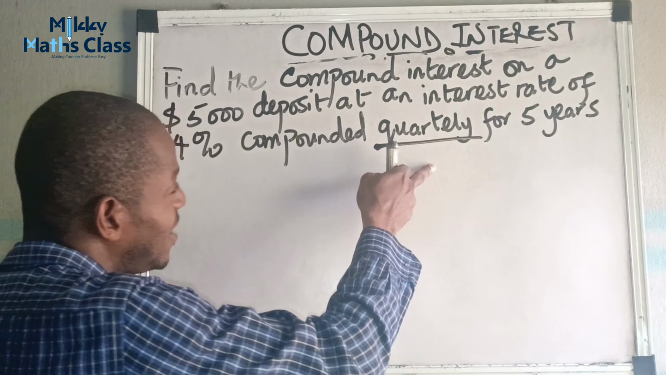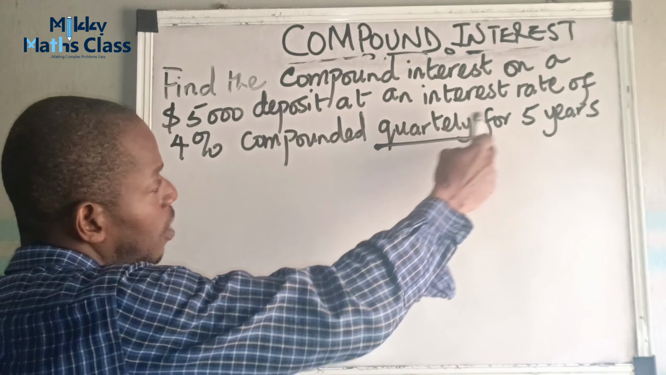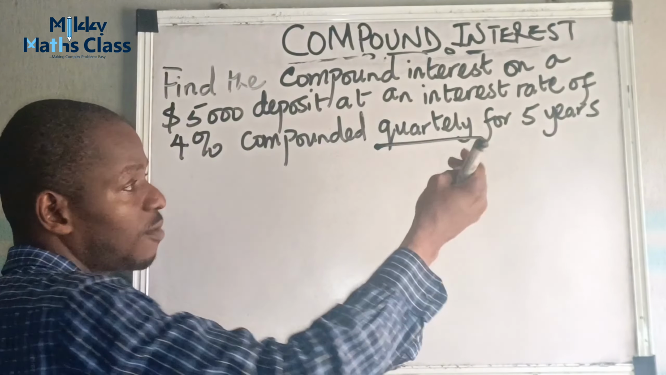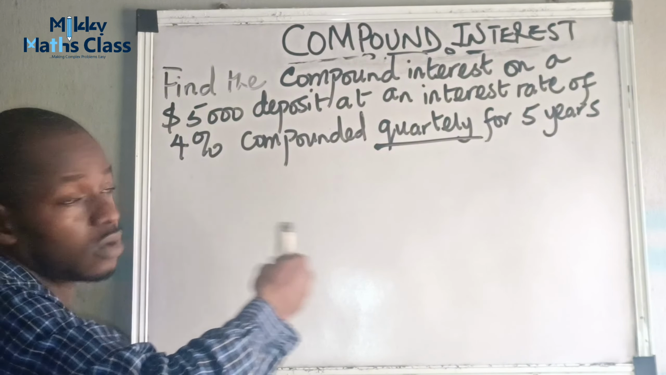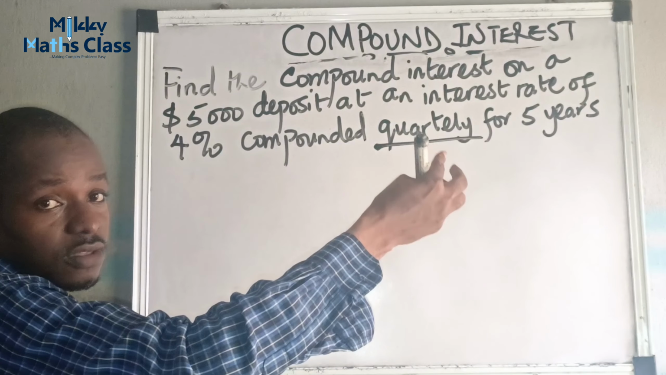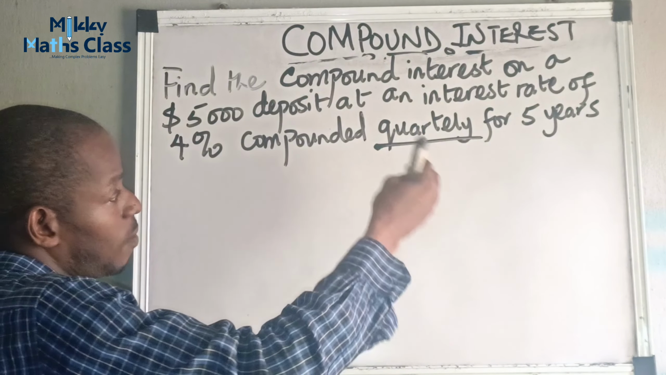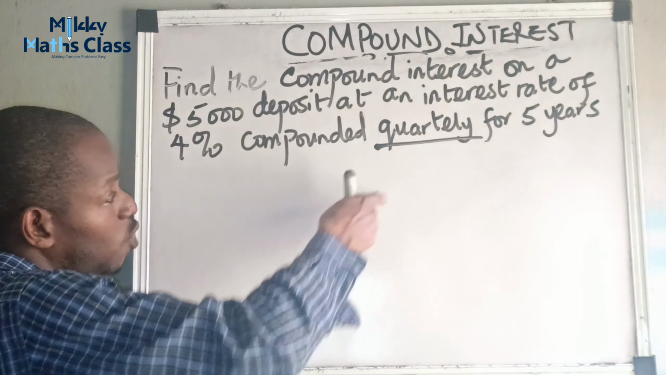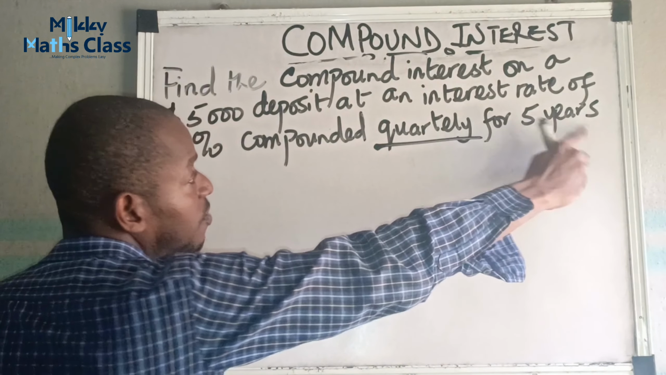Now our N, because there are 4 quarters in a year. So January, February, March, 1st quarter. April, May, June, 2nd quarter. July, August, September, 3rd quarter. October, November, December, 4th quarter. So our N is 4 and our T here is 5 years.